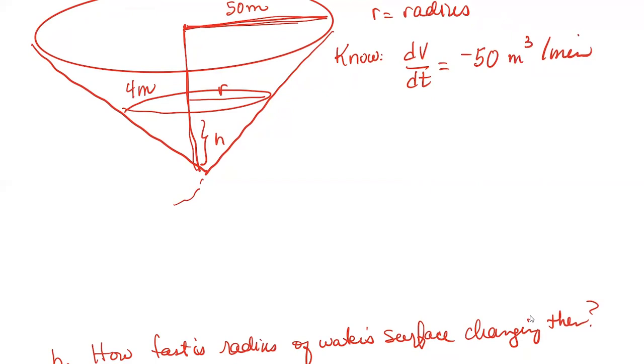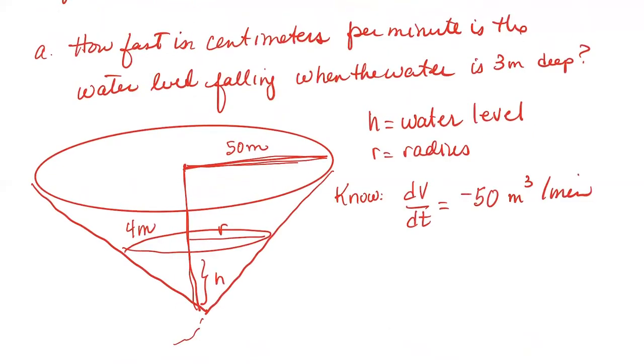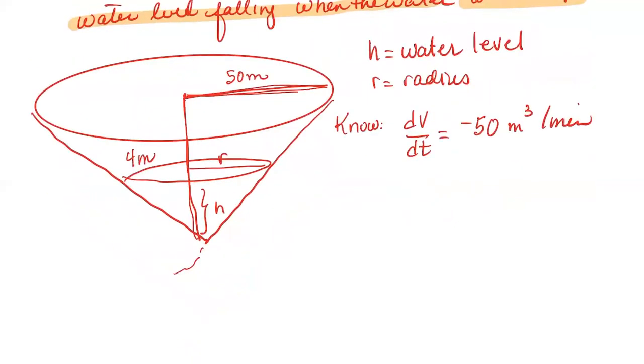Now it's minus because as the water flows out of the reservoir, the volume is decreasing or getting smaller, okay? Now, we know then that dV/dt is minus 50 meters cubed per minute. What are we looking for? We want to know how fast in centimeters per minute is the water level falling when the water is 3 meters deep. So I've just drawn in my water level right here, right?